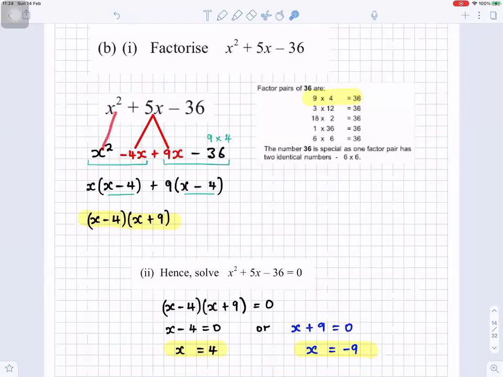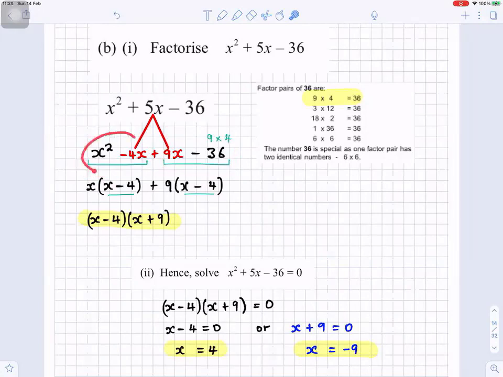Now x squared stays the same. We split 5x into minus 4x and 9x because 9 minus 4 is 5. And minus 36 stays the same. So we started with 3 terms, and now we have 4 terms. When we have 4 terms, we can pair them: first pair, second pair, and then we can factorize them.